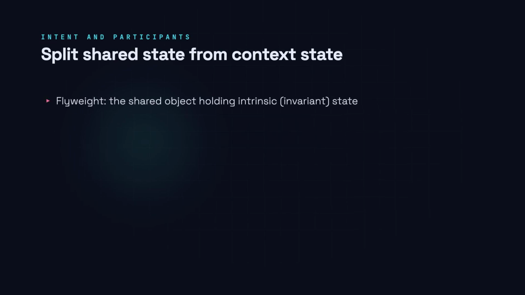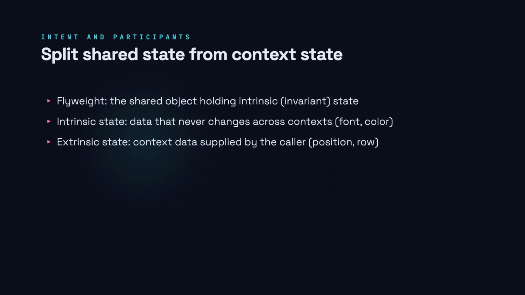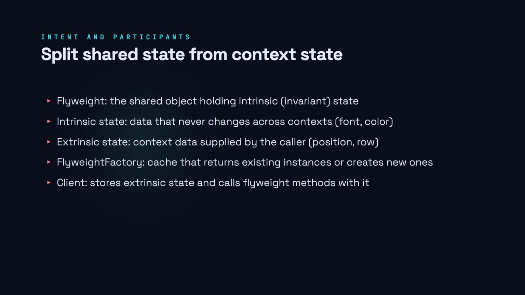The key insight is separating two kinds of state. Intrinsic state is everything that is the same, no matter where the object is used. For a text glyph, that is the character code, font, and color. Extrinsic state is context dependent, the row and column where this glyph appears. A Flyweight object holds only intrinsic state and is shared. The caller passes extrinsic state in at the moment of use. A FlyweightFactory caches these shared objects, so each unique intrinsic combination is created only once.